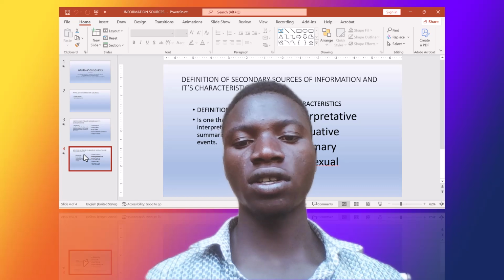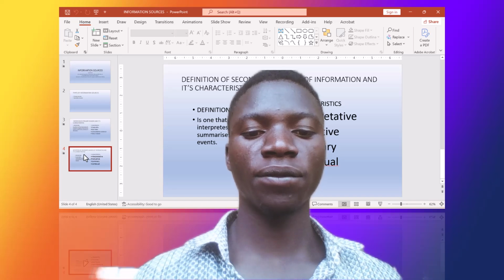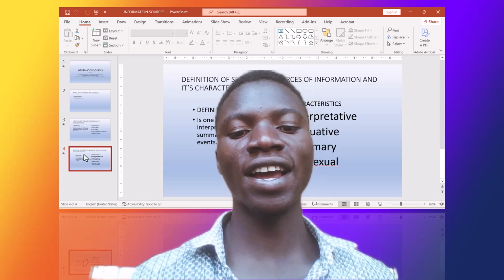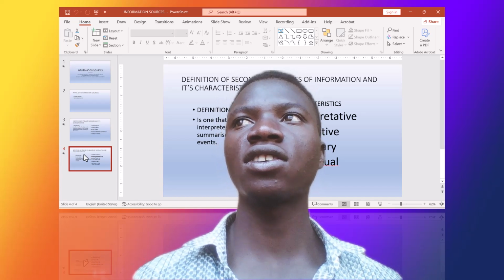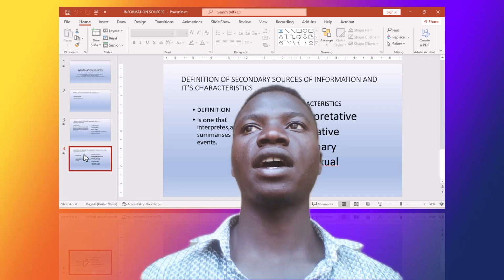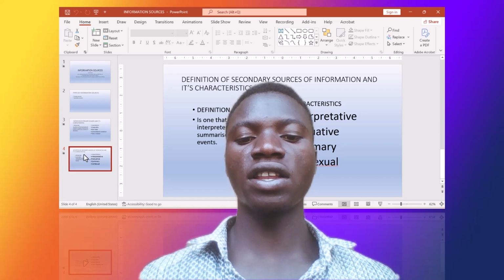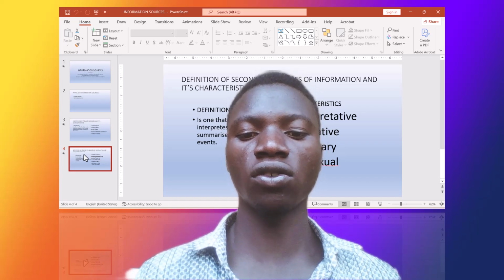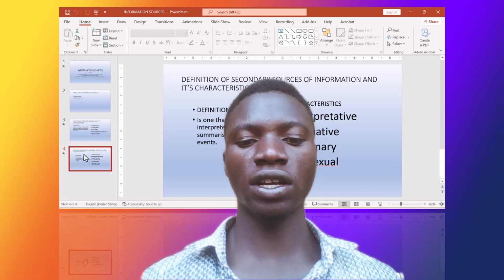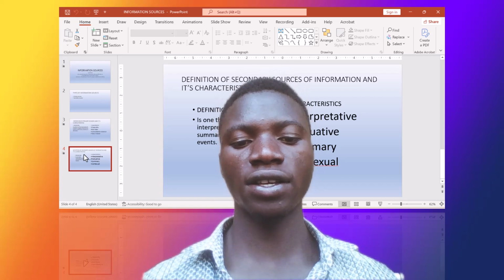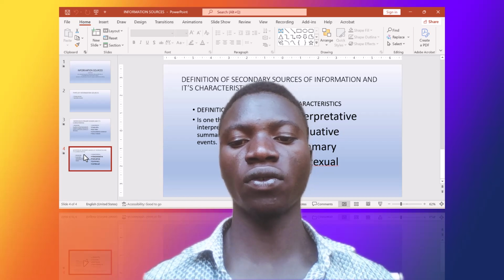When we go to secondary sources of information and their characteristics, we're going to start with the definition: it's the one that interprets, analyzes, or summarizes primary sources of information or events. So secondary sources of information are second-hand information. They are the interpretation of primary sources of information. Primary sources are the first hand, then the secondary sources are the second-hand piece of information. They give explanation of primary sources of information.